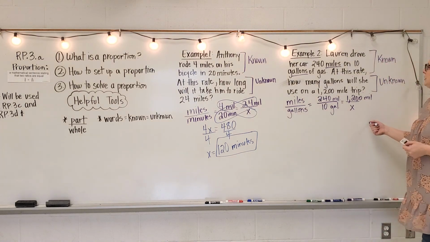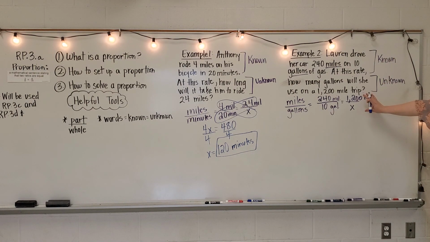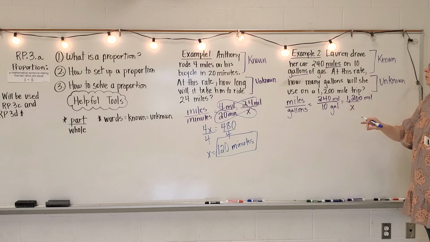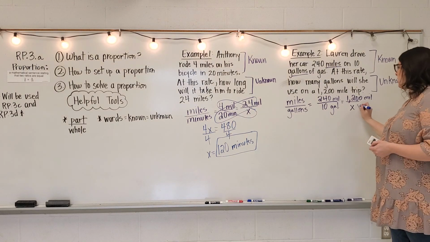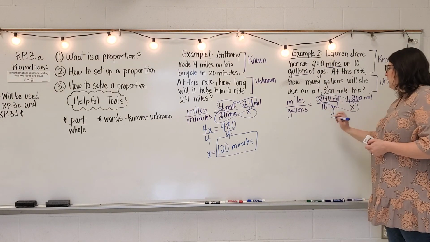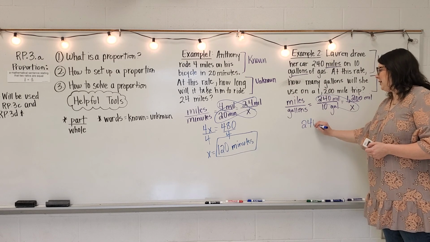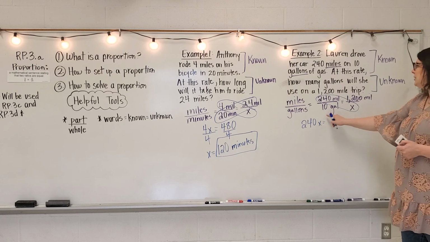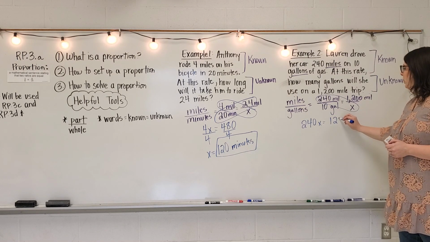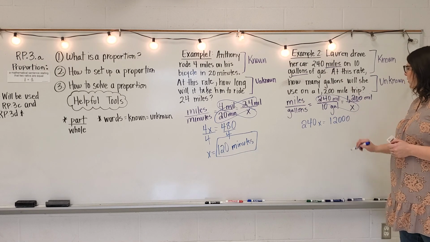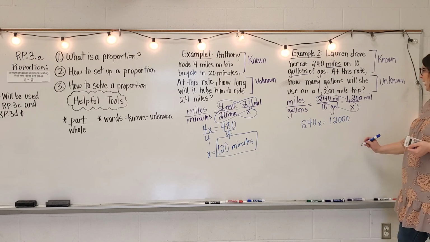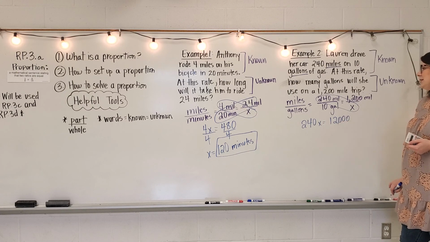All right, same thing over here. We have set up our problem. How many gallons will she use on a 1,200 mile trip given that this is my rate? Now I'm going to cross multiply to solve the proportion. So I get 240x because those are being multiplied, and 1,200 times 10. Now we know from 5th grade when we are multiplying by a power of 10, we're just going to move that decimal over one place, okay? So now we have 12,000.